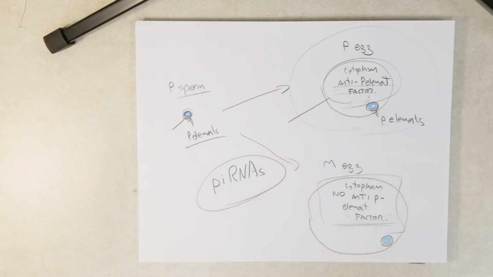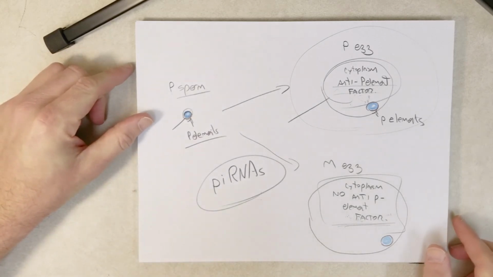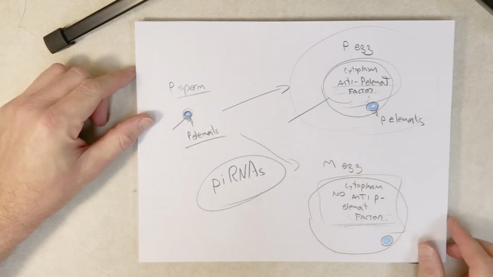In the next video, I think we are going to take a look at LINE and SINE elements in the human genome. Then we move on to adenoviruses and gene therapy, followed by lentiviruses and gene therapy. And after that, I think we are going to take a look at coronavirus replication. At least that's my goal.